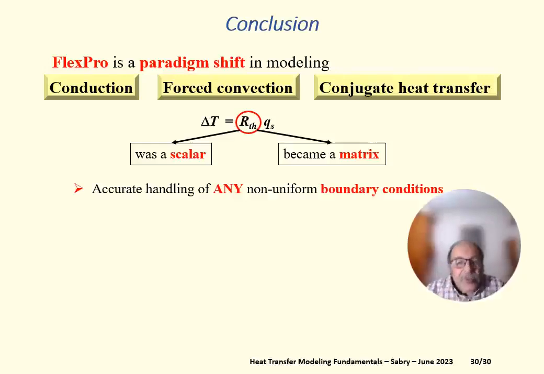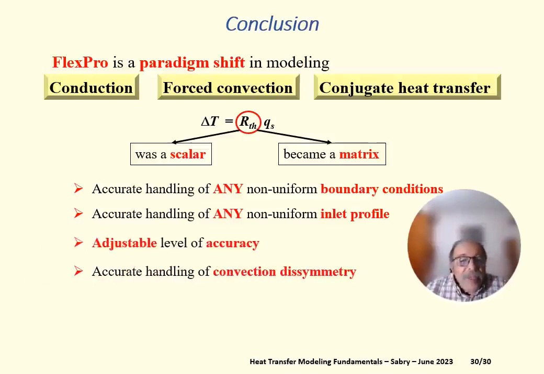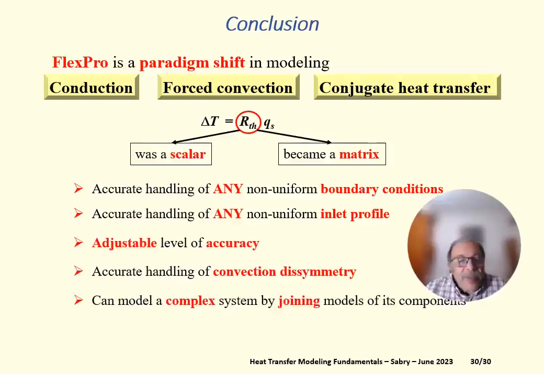It can be used for uniform or non-uniform boundary conditions, and any type of boundary conditions, by the way. And it can be used for any inlet profile, flat or non-flat. It has an adjustable level of accuracy, it correctly handles convection dissymmetry, and it can model a complex system by joining models of elementary parts of it. Now, this is a work in progress. More will be obtained in the very near future.